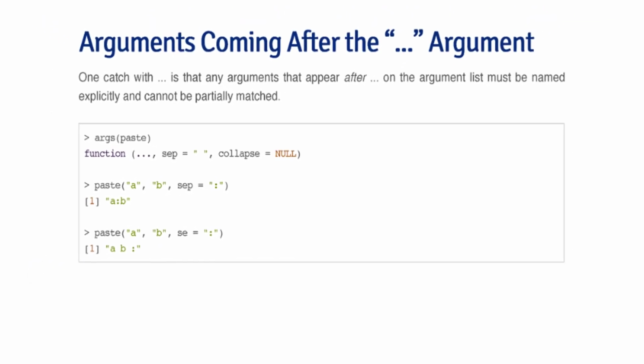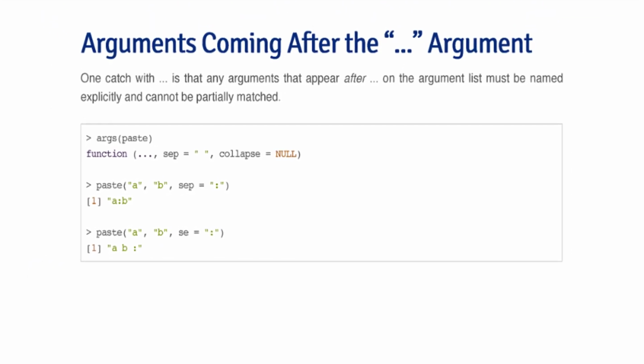One catch with the dot dot dot argument is that any arguments that appear after the 3 dots in the argument list must be named explicitly, and furthermore cannot be partially matched. So you cannot use positional matching or partial matching for arguments that come after the 3 dots, and this makes sense because otherwise there's no way for R to know whether you are passing something to the dot dot dot or whether you are passing something to a different argument.